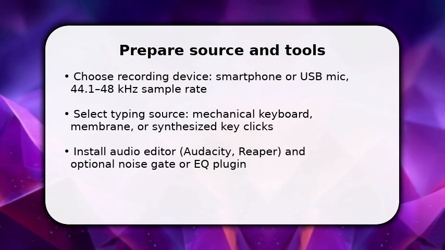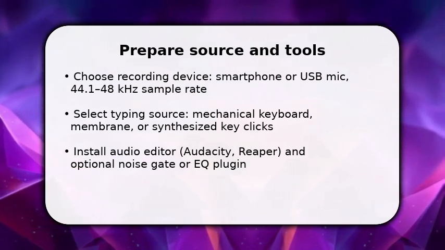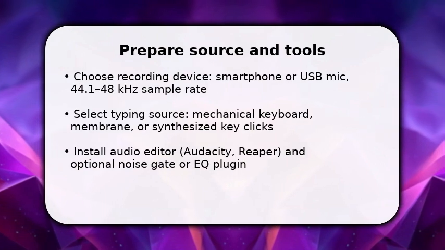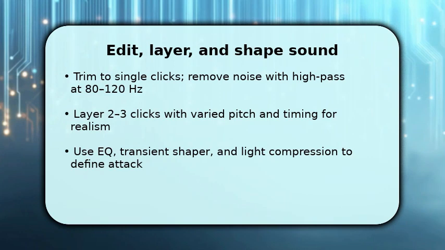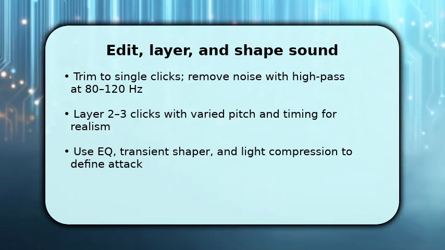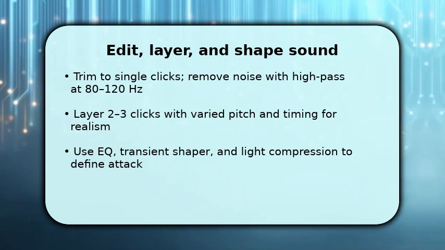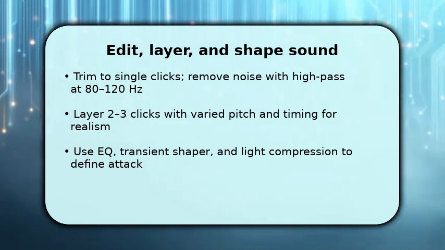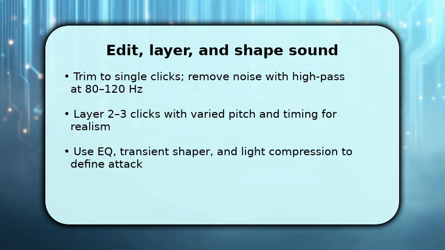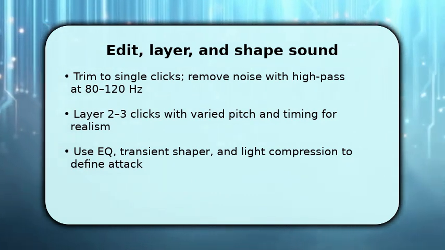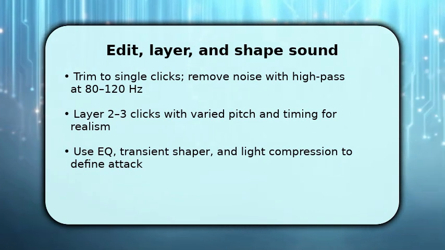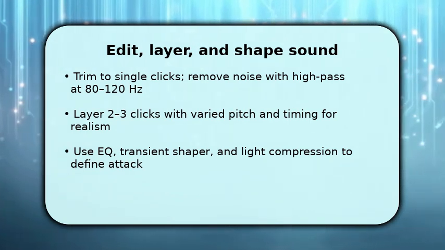Now edit each clip. Trim silence, normalize levels, and apply a gentle high pass to cut rumble. Layer 2 or 3 clicks with slight pitch detuning and milliseconds offset to recreate natural variation. Shape the attack using a transient shaper or short attack compressor and add subtle EQ boost around 2-6 kHz for clarity. Once you have a consistent click, create velocity-specific versions. Soft, medium, hard. So your typing voice responds.